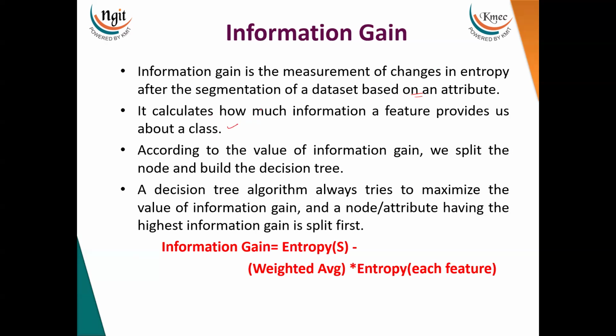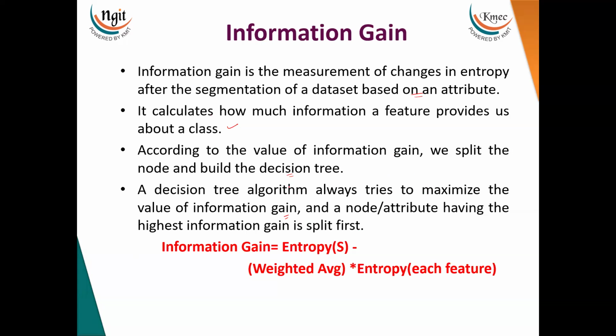So it provides information about how much that particular feature tells about a class. According to the value of this information gain, we split the node and build the decision tree. The decision tree algorithm always tries to maximize the value of this information gain, and the node or attribute having the highest information gain is split first. Why? Because it will become the root node.